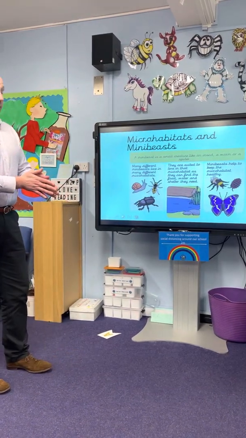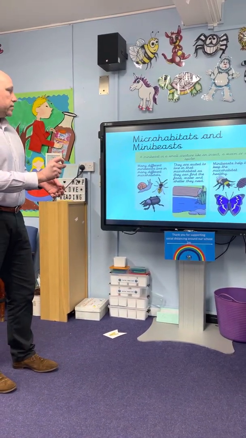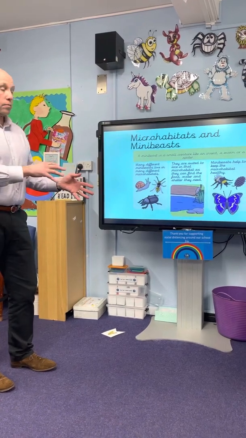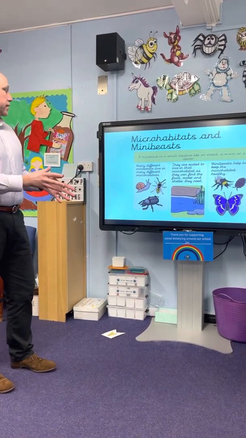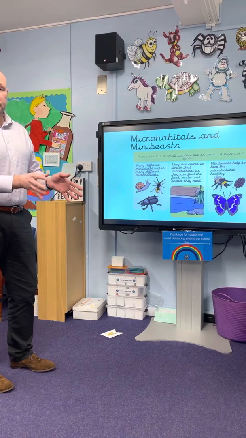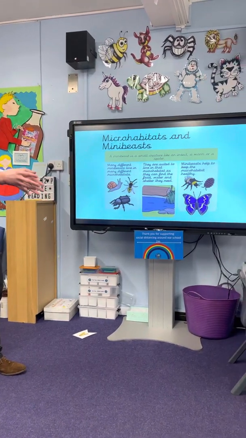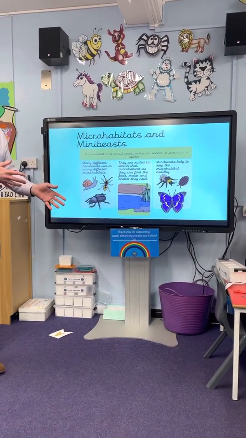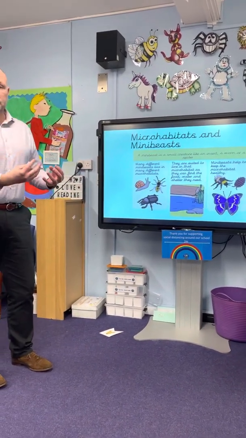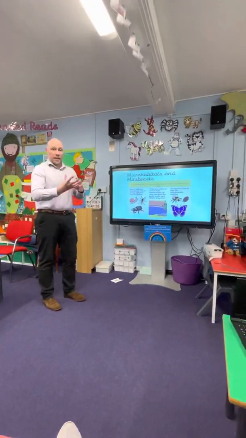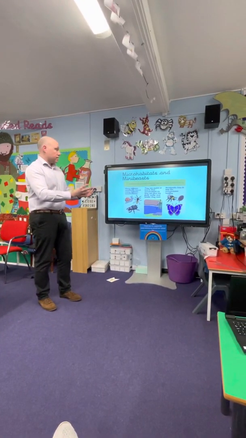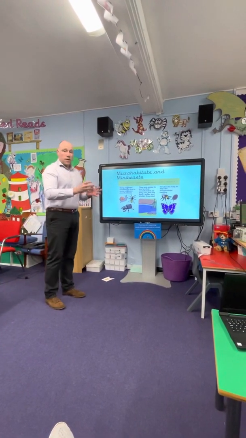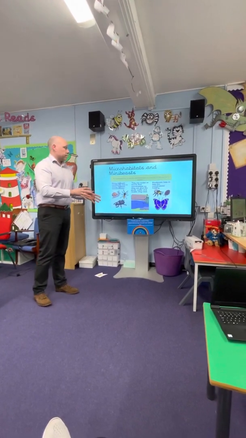A mini beast is a very small creature or insect, like a worm or a spider, something like that, and many different mini beasts live in many different microhabitats. They are suited to live in those microhabitats because, like we've seen in the Arctic or the desert, they have adapted what they look like, what they eat or what they do to the habitat that they live in. Also, mini beasts help to keep the microhabitat healthy.